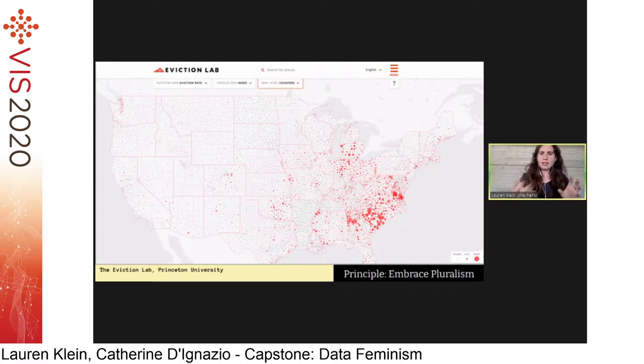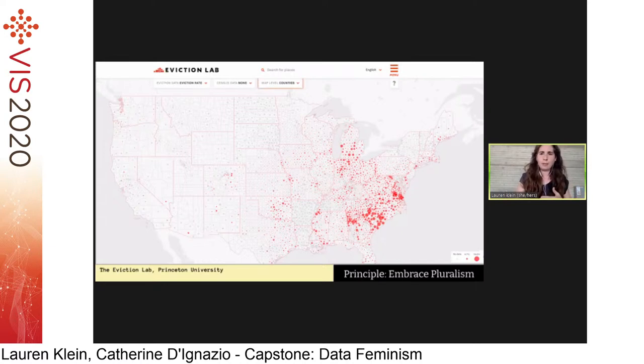All of the dots are occluding each other, right? And in general, you're supposed to avoid occlusion. That's what you learn in any intro viz course. But the point of the map is that there are too many evictions, right? There are too many to map. There are too many to see, because there are too many happening in the world.